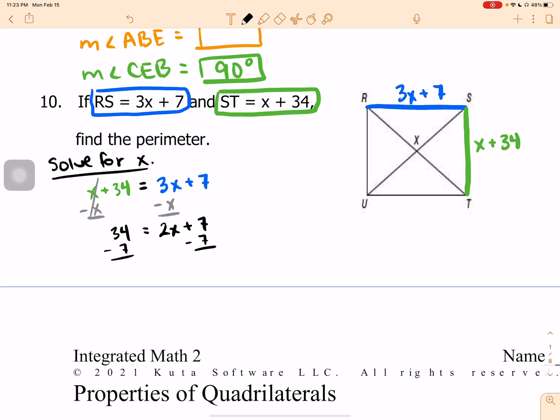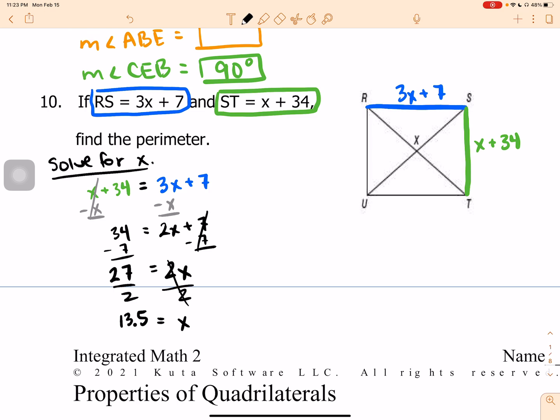Also, since I'm going so fast, make sure I'm not making any mistakes. 34 minus 7 is 27 equals 2x. Divide both sides by 2. I'm going to get x equals 13.5. Okay.